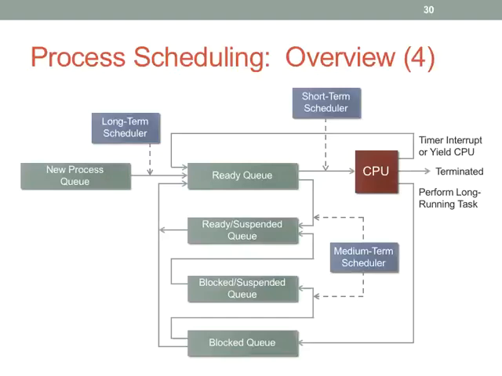So the long-term scheduler governs entry of processes into the ready queue, so when they start. The short-term scheduler governs who gets to move from ready into the CPU. And the medium-term scheduler governs who goes from ready back to ready or simply back to a suspended queue instead. Okay, so the medium-term scheduler gets to govern those kinds of things.